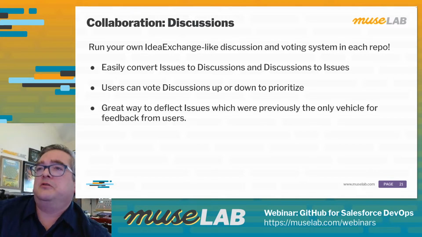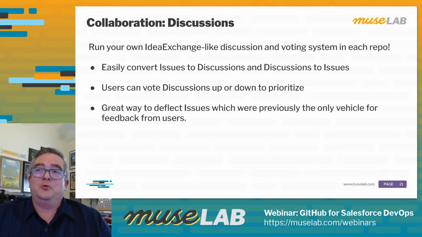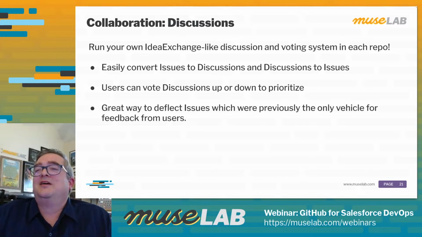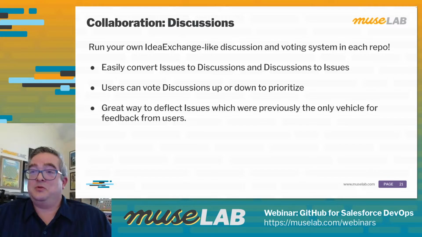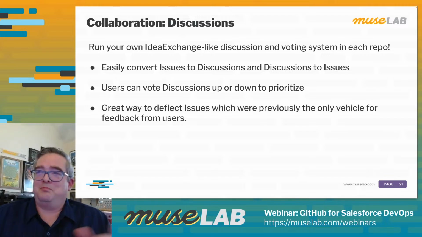Then the other feature that's a fairly new feature, I think it came out about a year and a half ago for GitHub, is discussions. You can run your own idea exchange like discussion and voting system in each repository. Even for internal use, this is really useful. You could allow all your internal users to come in and vote on ideas and discuss ideas. It's also a great way to deflect issues, because previously issues were the only way for somebody to ask a question or just get general feedback or something like that. Discussions are a great way to do that. And, like I said, there's bidirectional conversion to and from a discussion.